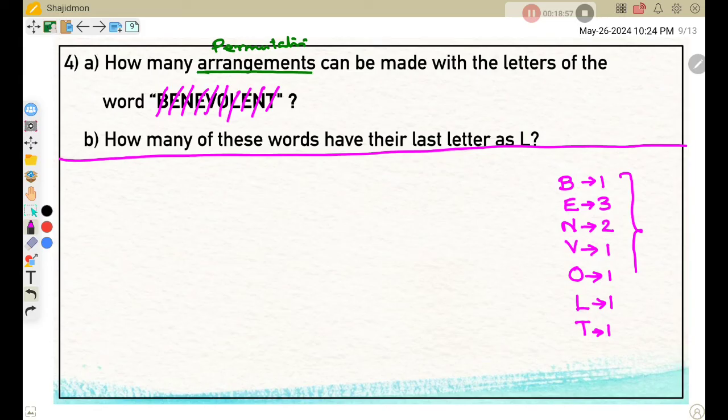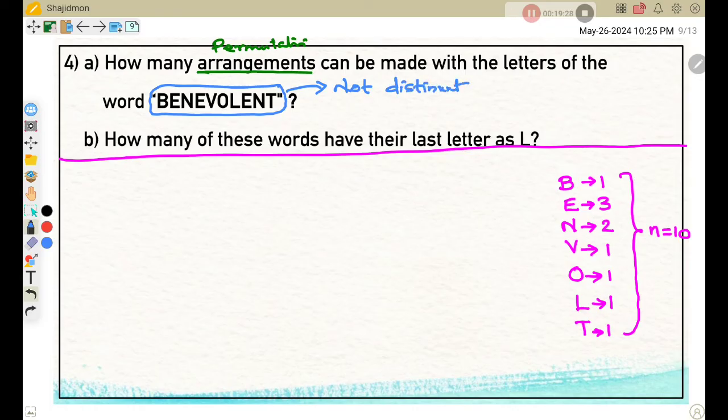So totally how many letters are there? We can see 3 plus 2 is 5, 6, 7, 8, 9, 10 letters. So the total number of letters, n, equals 10. Totally 10 letters are there. Also you can see this word BENEVOLENT is not distinct. Why not distinct? Because some of the letters are repeating. For example, E repeats 3 times, correct?